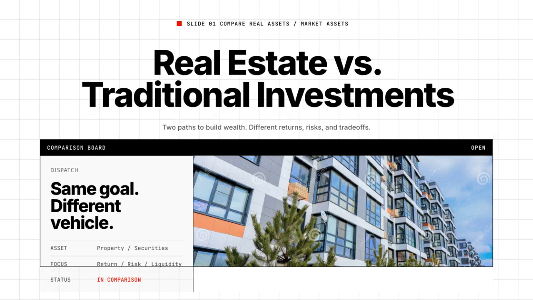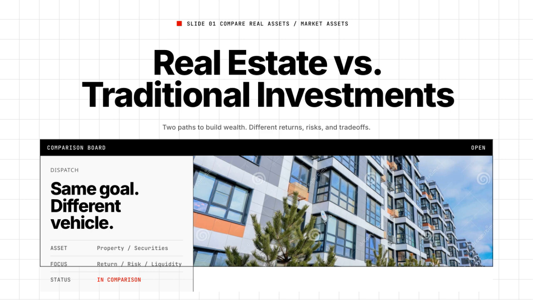On this slide, we're comparing real assets like real estate with traditional market assets, such as securities. Both offer paths to building wealth, but they come with different returns, risks, and trade offs. While the goal, growing your wealth, is the same, the vehicles you choose have unique characteristics. Real estate is a tangible property asset, whereas traditional investments typically involve financial securities.